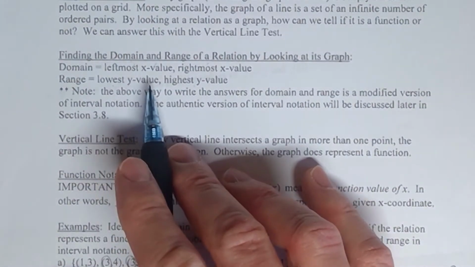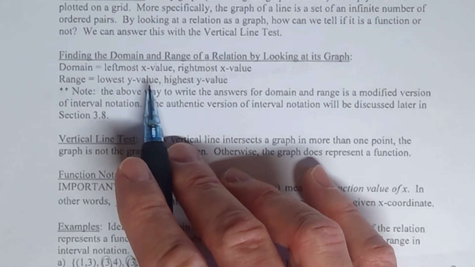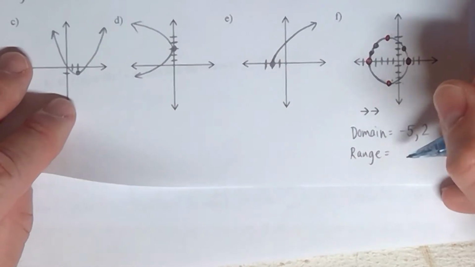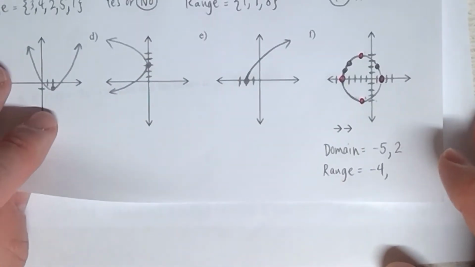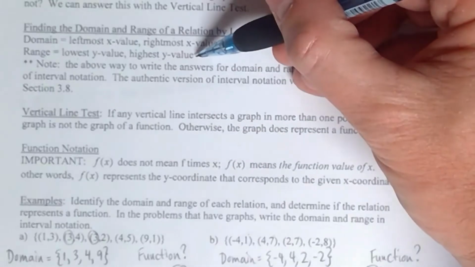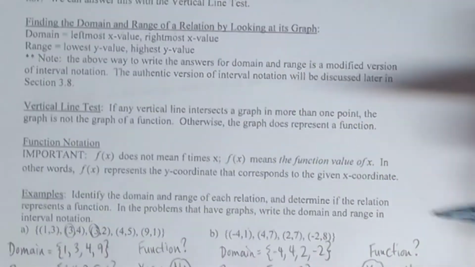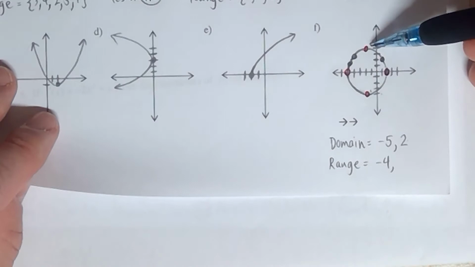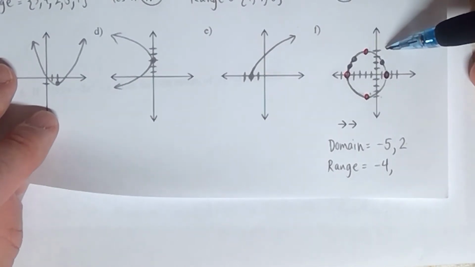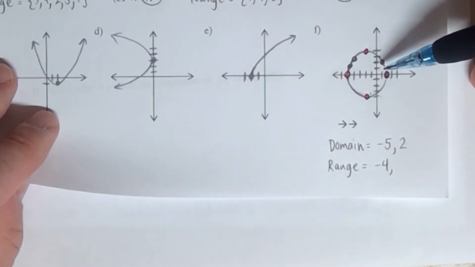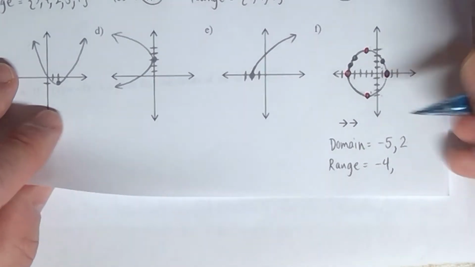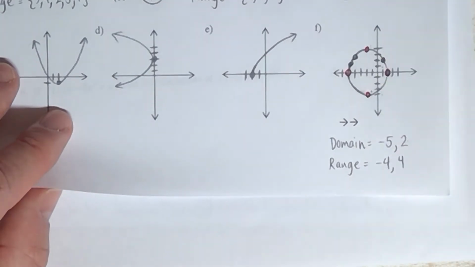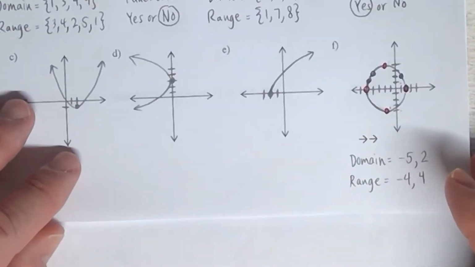Lowest y value means go to the lowest point of the graph and then give me the y value there. That would be -4. Okay? Then it says give me the highest y value. Again, that means that we go to the highest point and then you just tell me what the y value is right there. 1, 2, 3, 4 on the y-axis here. So the y value there is 4, and that's your domain and range.